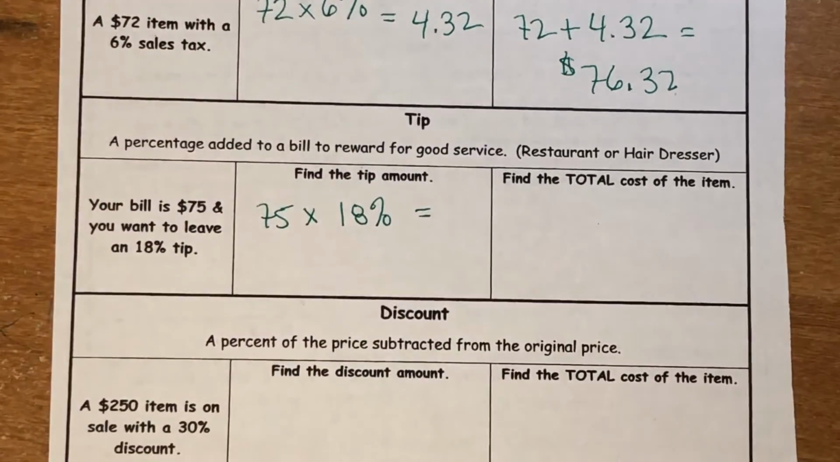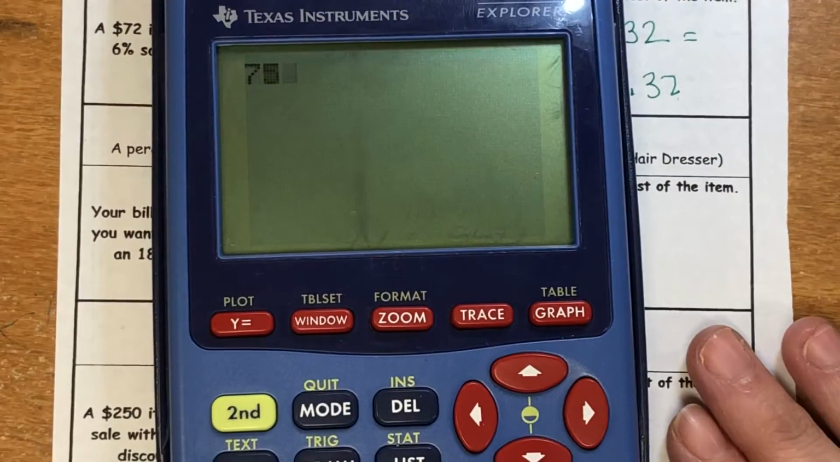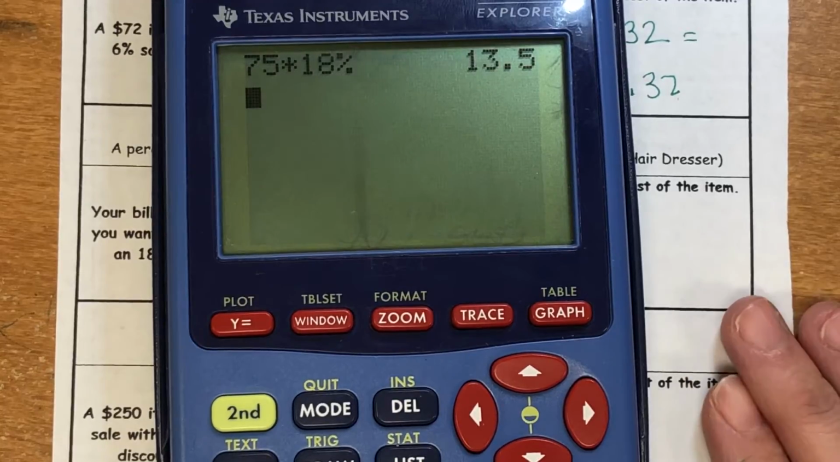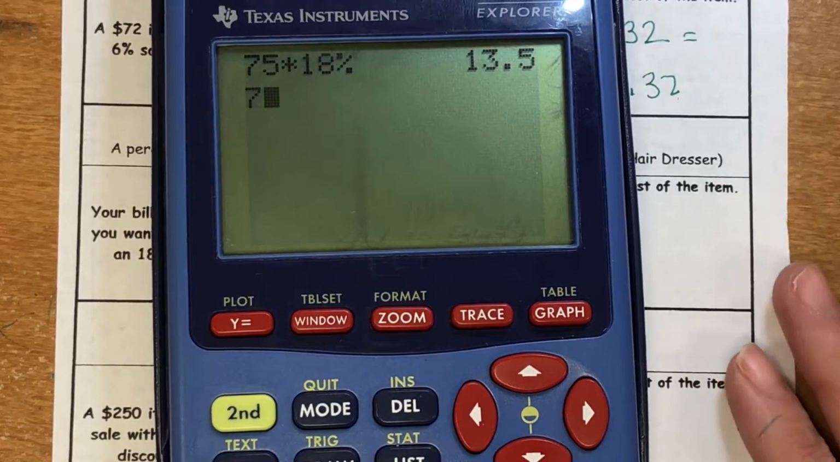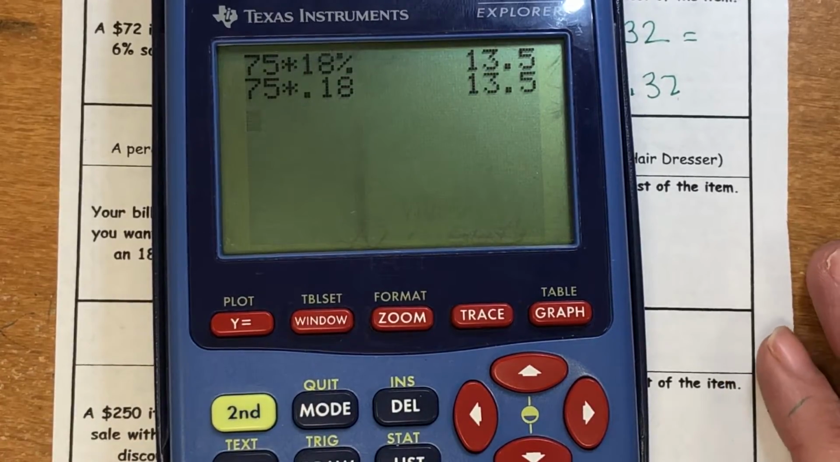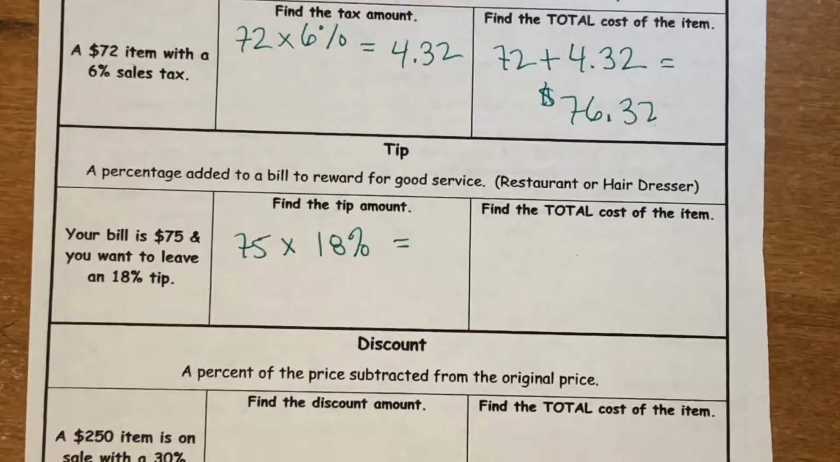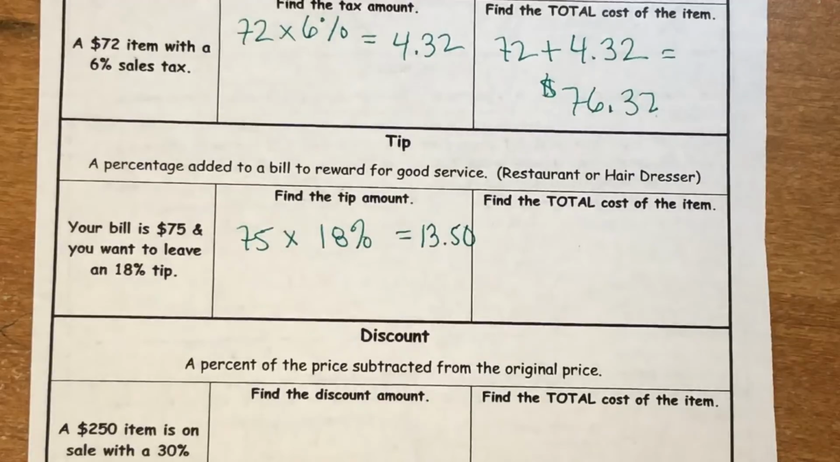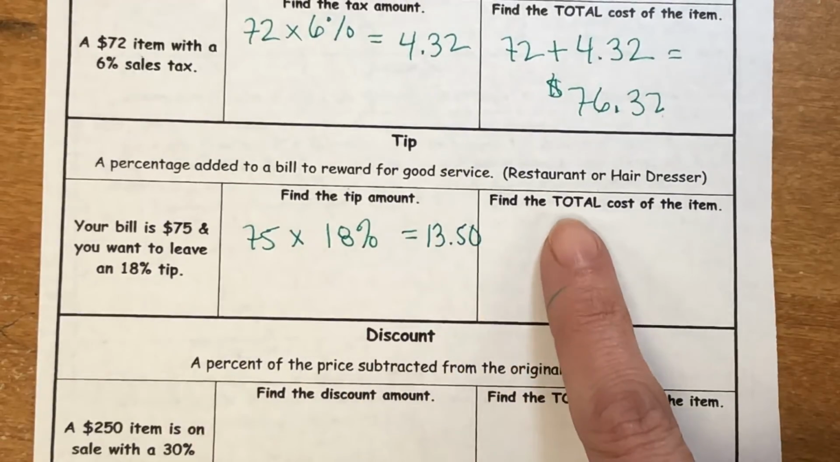Again, in the calculator, you want to do 75 multiplied by 18. Make sure you put the percentage sign in there. And you should get $13.50. Same thing if you did 75 times 18 hundredths, because 18 hundredths is the same thing as 18%. You get the same thing. So $13.50 is my tip.